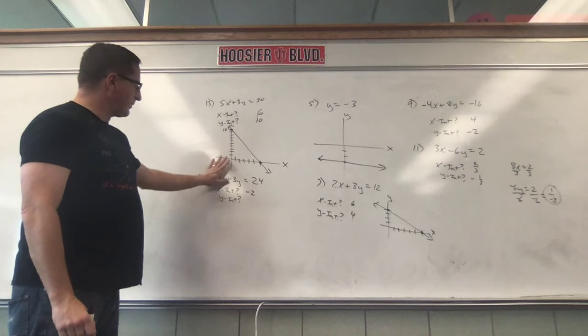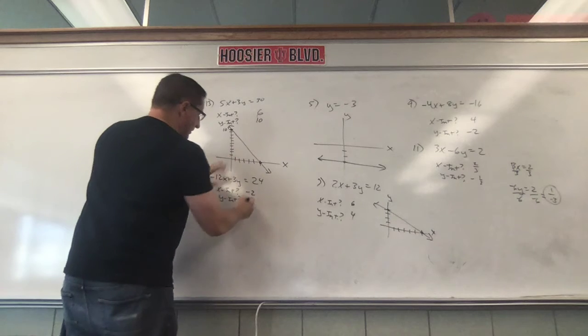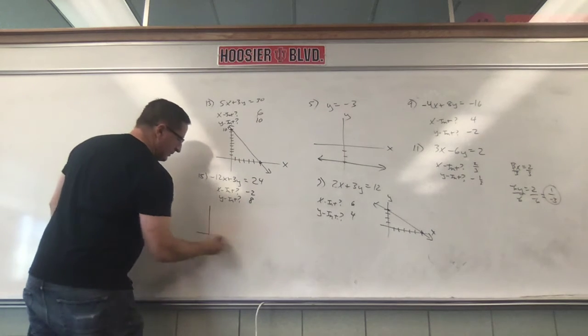To find the y-intercept, cover up the x. 3y is 24. 3 times what's 24? 3 times 8 is 24. Our x-intercept is negative 2.